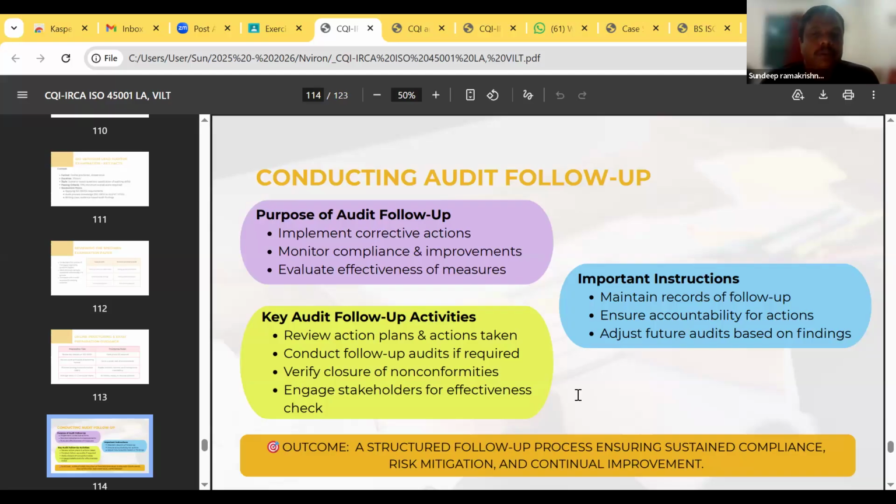So the follow-up will be to monitor compliance and improvements, evaluate effectiveness of measures, right? Key audit follow-up activities will review action plans and action taken, conduct follow-up audits if required, and verify the closure of non-conformities. This is why follow-up audit will happen, right? So engage stakeholders for effectiveness check and maintain records for follow-up. Ensure accountability for all actions and adjust future audits based on whatever findings. These are why you conduct a follow-up audit.